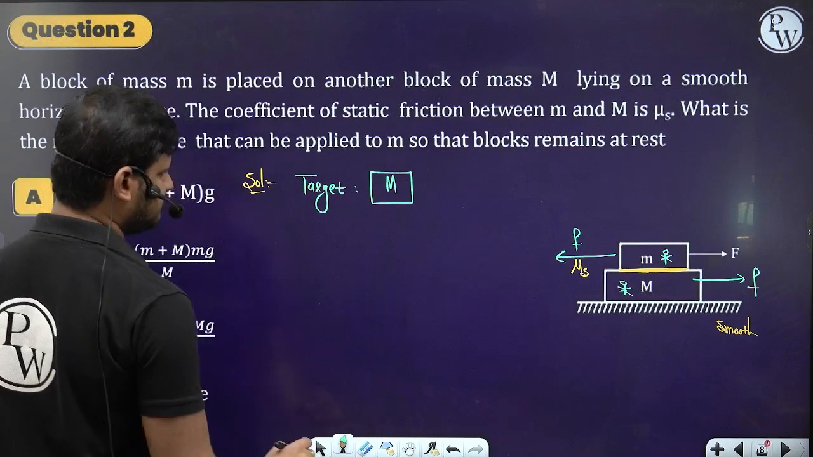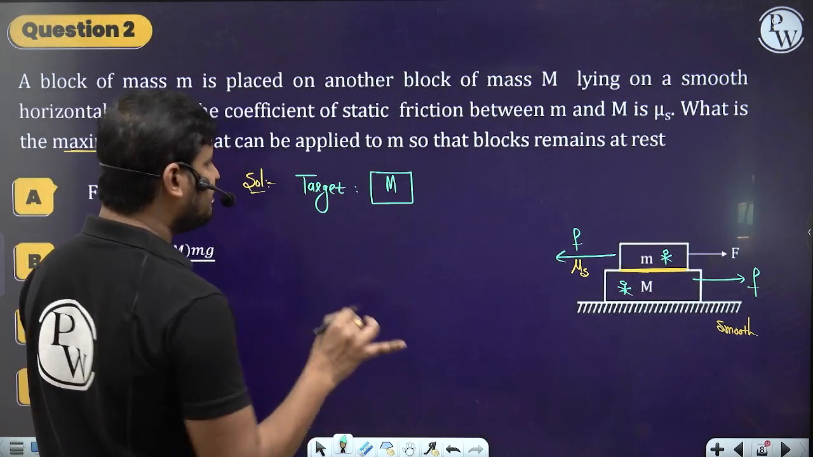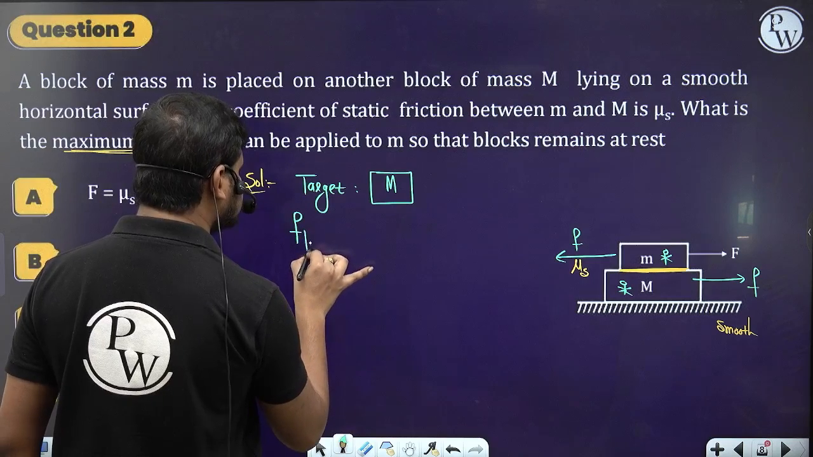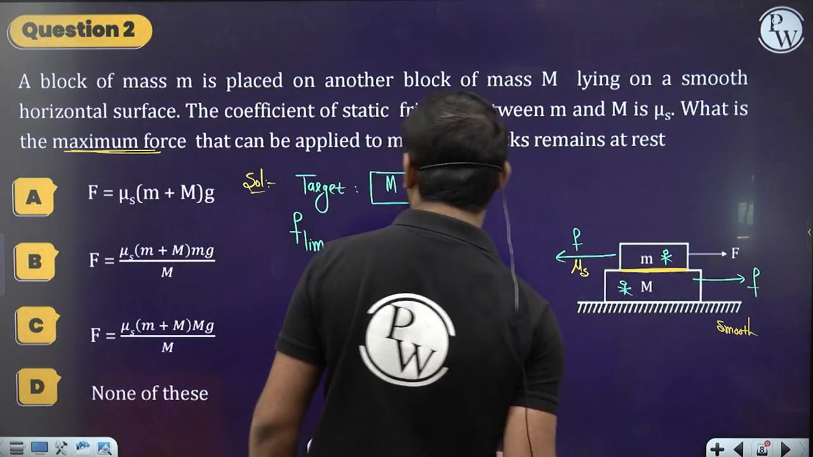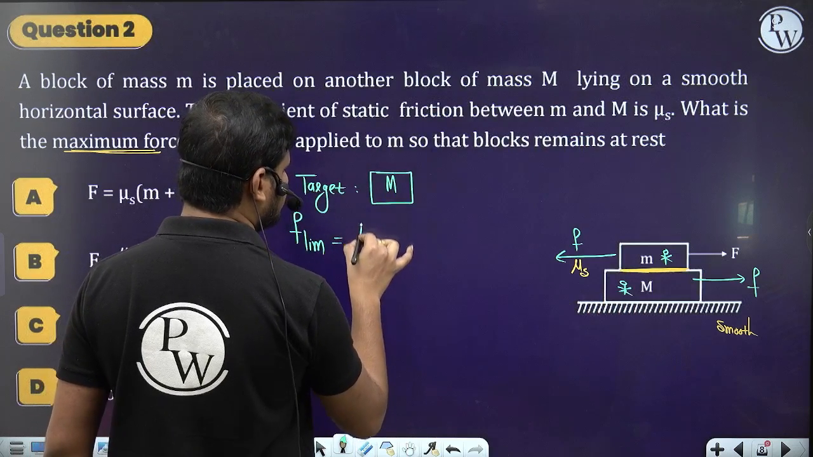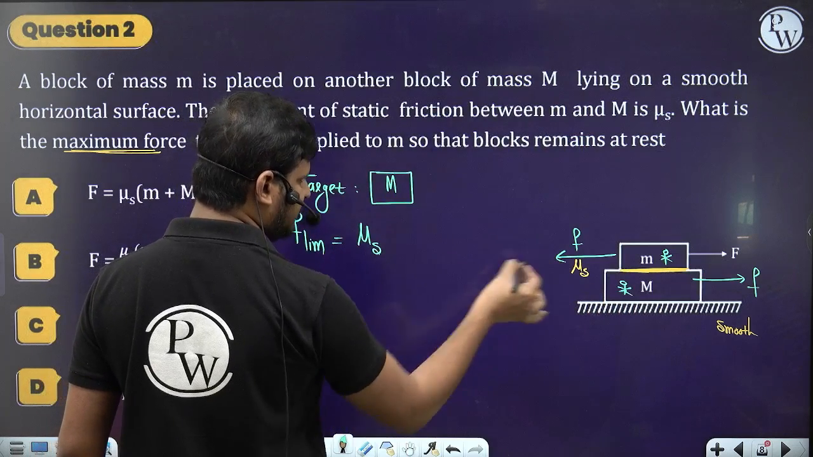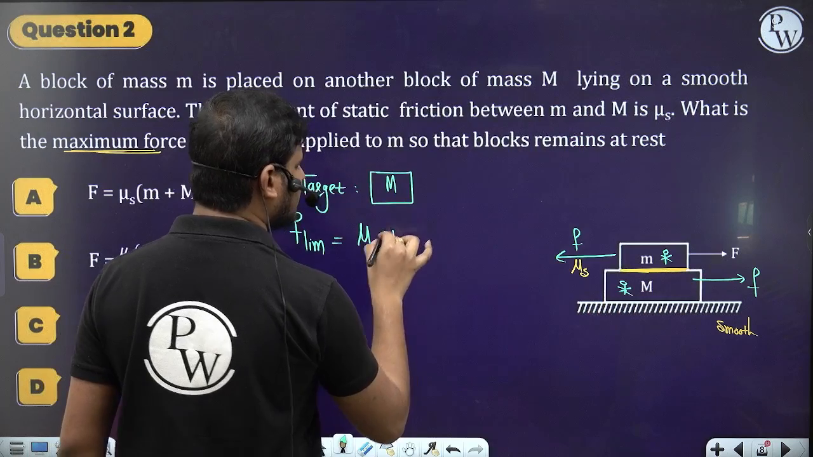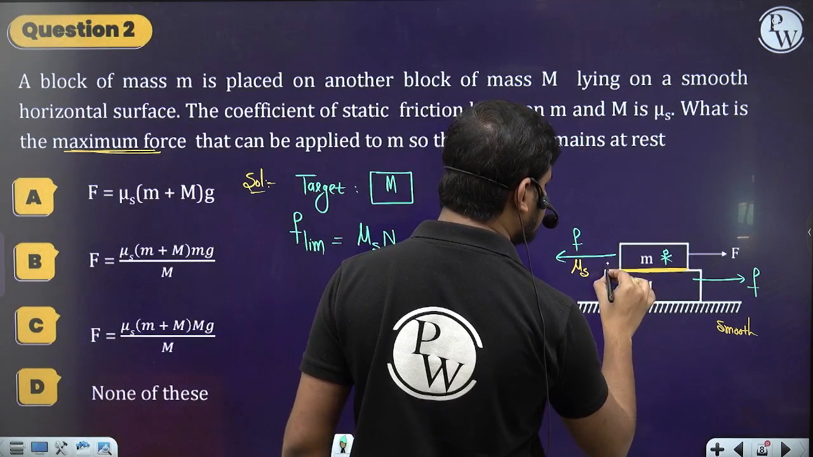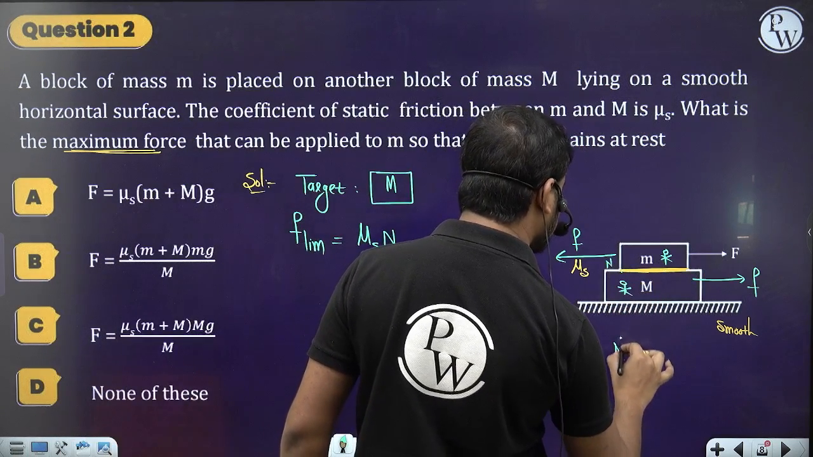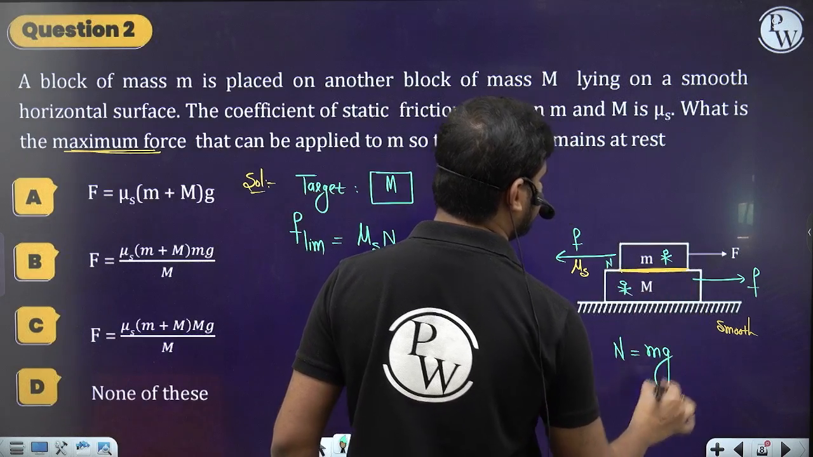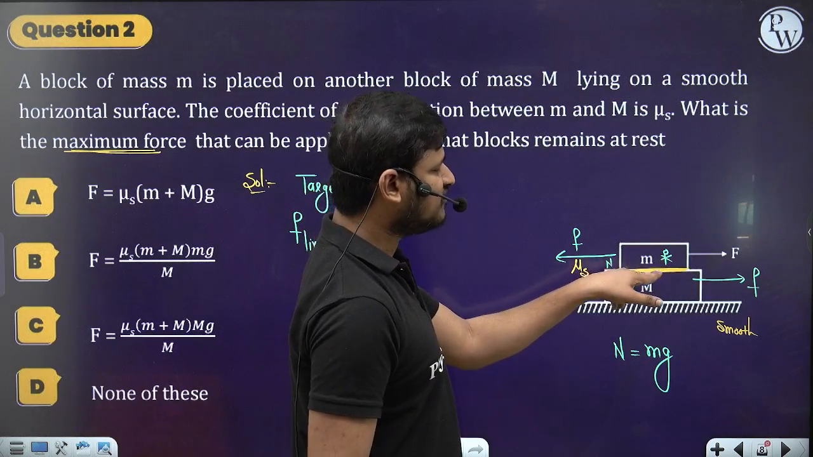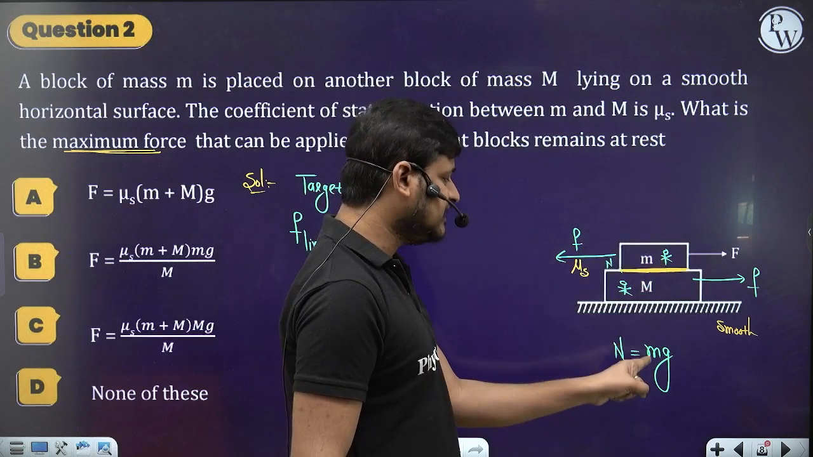Then the second one: find F limiting between the two blocks. Here is the F limiting you have to find. What is the F limiting? In place of mu, you can take mu s into N. So what is the normal here? Let the normal be N here. So the normal is equal to, what is that? m g. Over the point of contact, only the mass existing is m g.